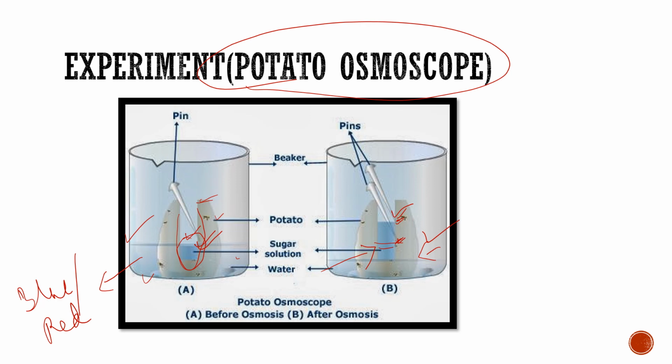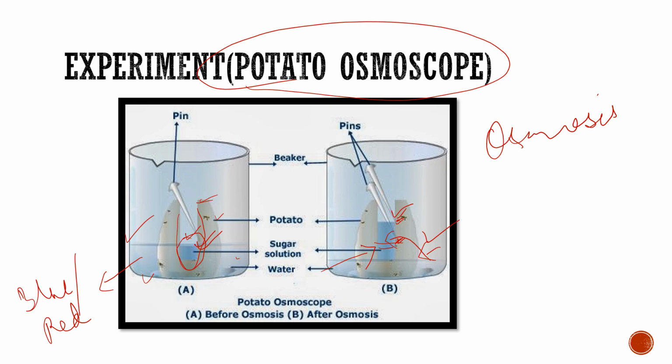So this is how we can prove that osmosis is happening through a semi-permeable membrane, where the semi-permeable membrane is nothing but the potato itself, through which selectively some amount of water from outside is seeping inside. So this is the experiment to prove that osmosis is happening, and the colored solution from outside is entering the potato osmoscope.